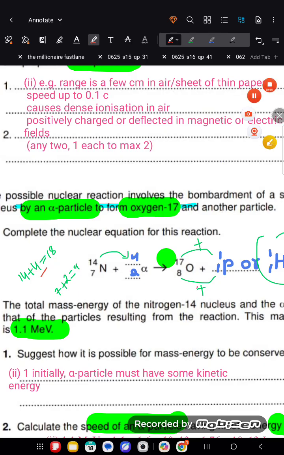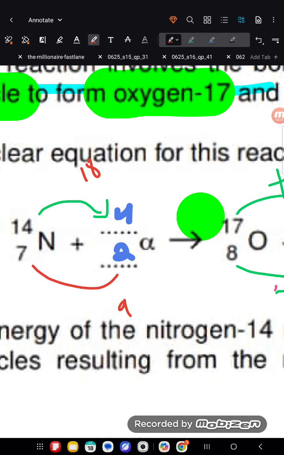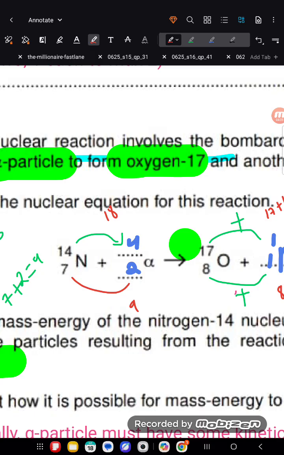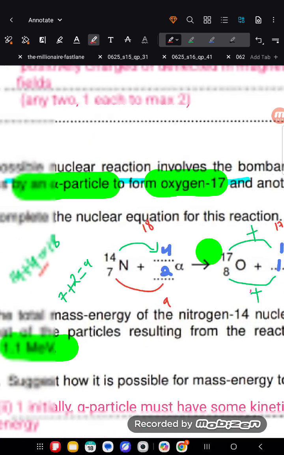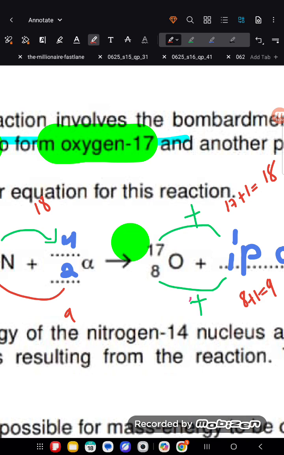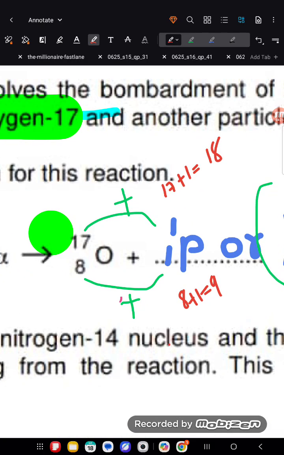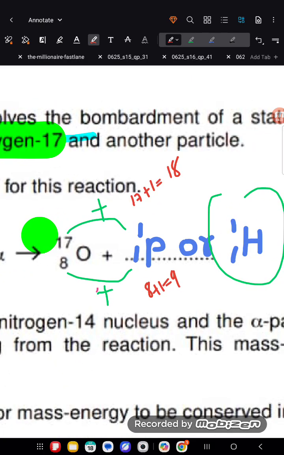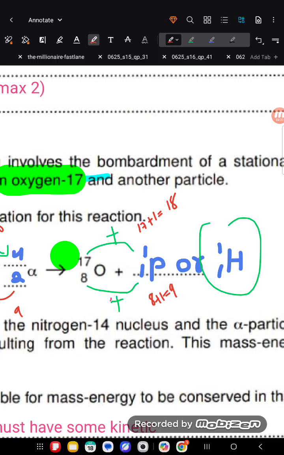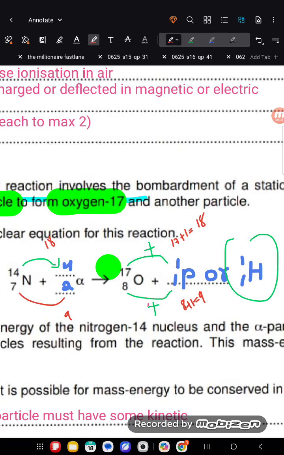So as you know, it is alpha decay. So here you have to write 4 and 2. So what will be the number? 4 plus 14, it will be 18, and 7 plus 2, it will be 9, right? So here you can see they have given 17 and 8. But here it's 18. So what you will write, you can write here proton or hydrogen. So this will be 1 and 1. If you add 1, then it will be 18.